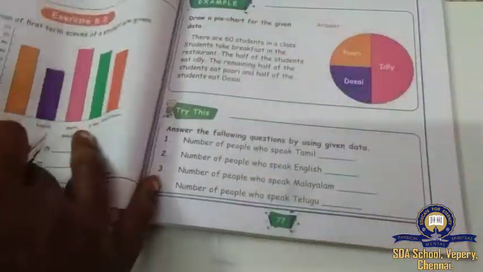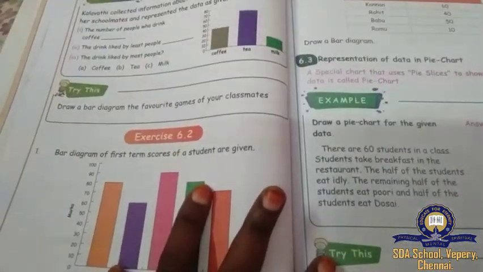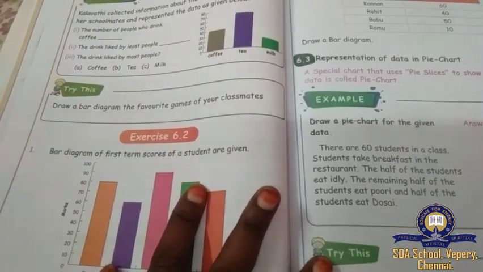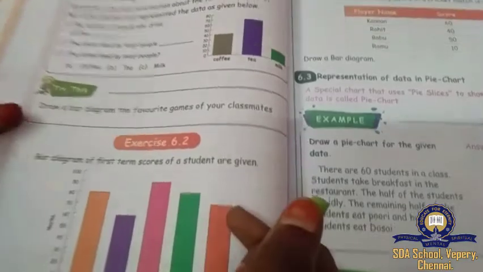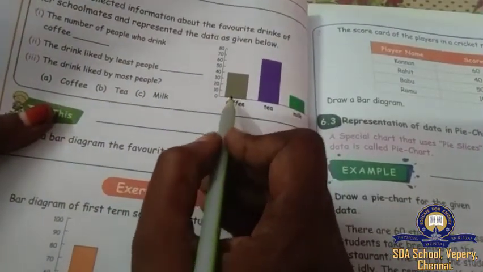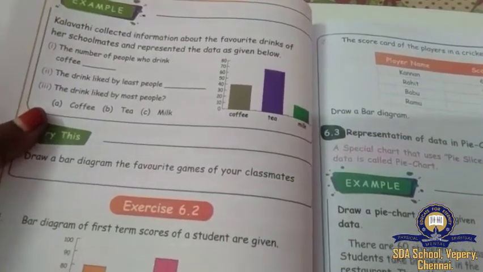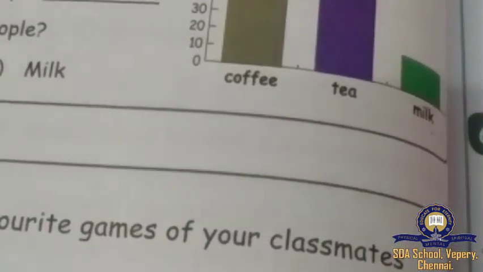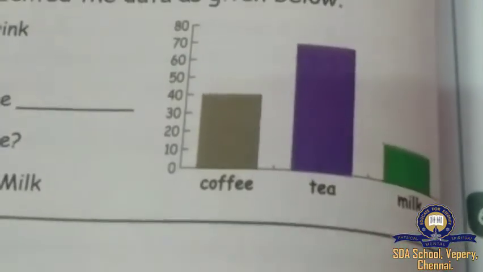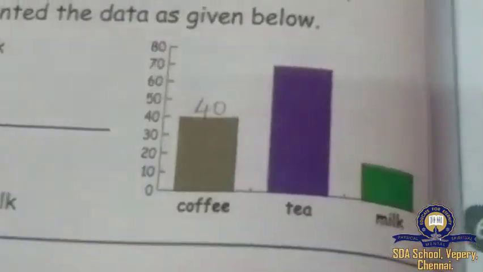So let us do one exercise here. One example is given here. So here one bar chart is given. Coffee, tea, milk. They are asking the number of people who drink coffee. Here coffee. So what is the number represented here? It is 40. I will show you. So here coffee, the number is 40. How many drink coffee? 40 members.